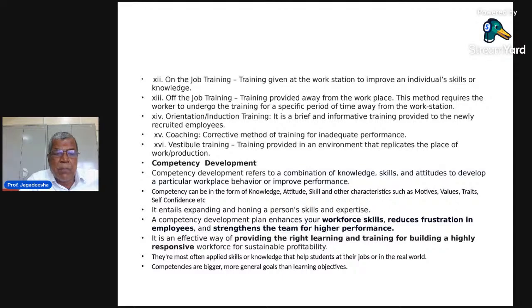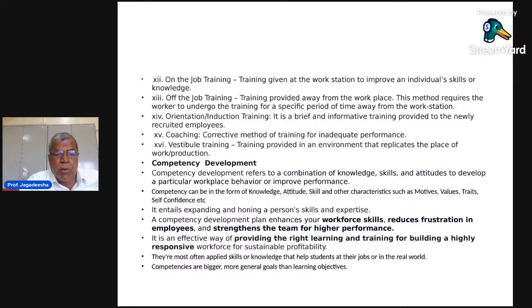Competency development definitely enhances the workforce skill, reduces the frustration in employees and strengthens the team for higher performance. As I told you, it's very important for the workforce. When you say that you have very good competency, I'm sure the level of skill will be very high. When your competency level is very high, you will have no frustration whatever. You will definitely enjoy with confidence. And finally, all these are very imperative for the better performance of the work assigned by the employer from time to time.